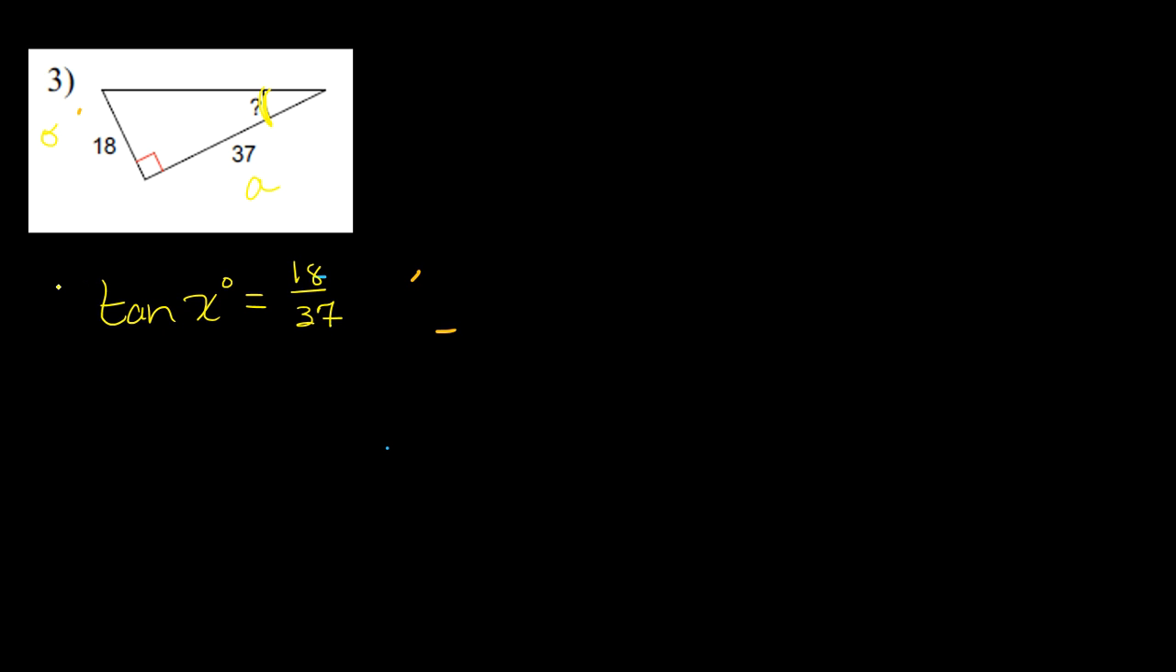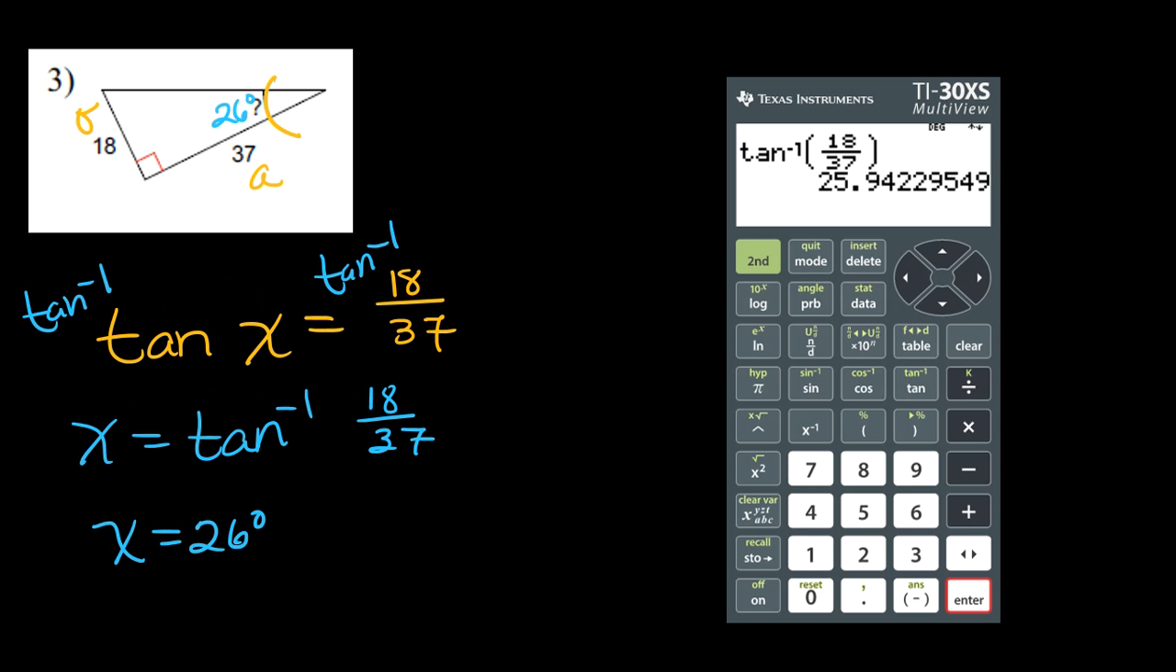We're going to undo tangent by taking the inverse. And we're left with x is equal to the inverse tangent times 18 over 37. Again, this time we're going to do second function tangent, use n over d, 18 over 37, and we get 26 degrees, rounding to the nearest degree.